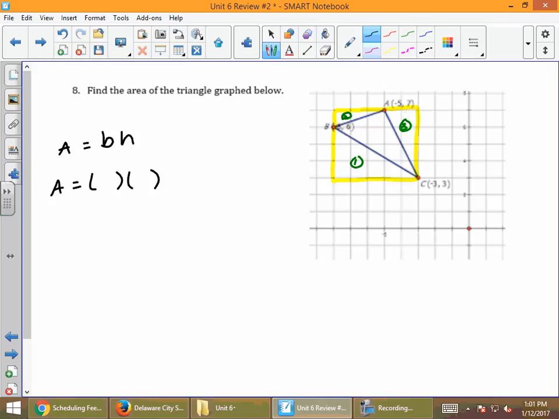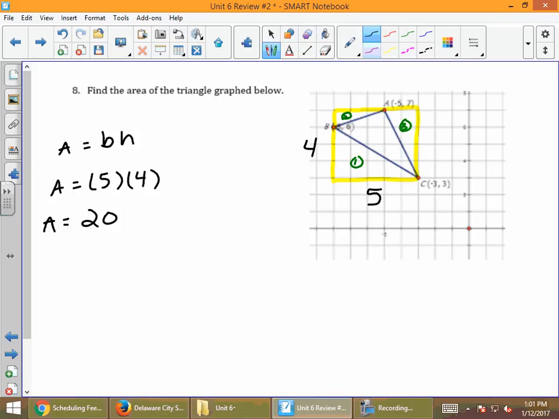So, what is the base of our box? Okay. What's the height of our box? 4. Right? So 5 times 4 is what? 20. Right? There's the area of the whole box.